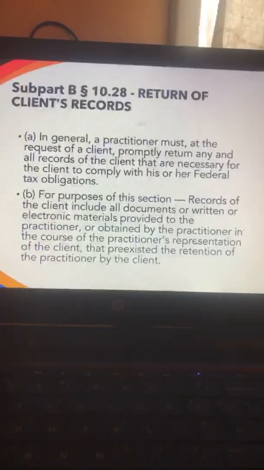Or if they're obtained by you in the course of the representation of the client that pre-existed the retention of you by the client. This is very, very important. Now, this is not what I defined earlier as your work papers. Your work papers you can keep. This is just the client's records.